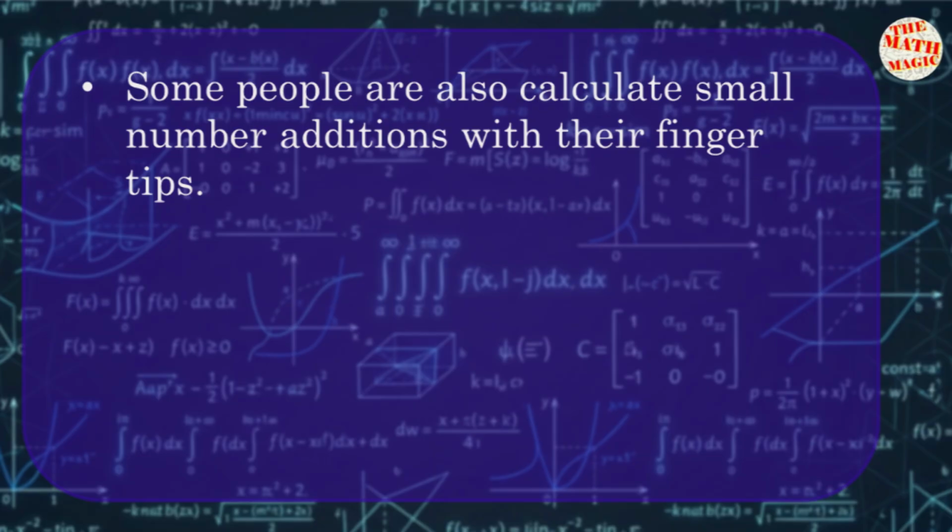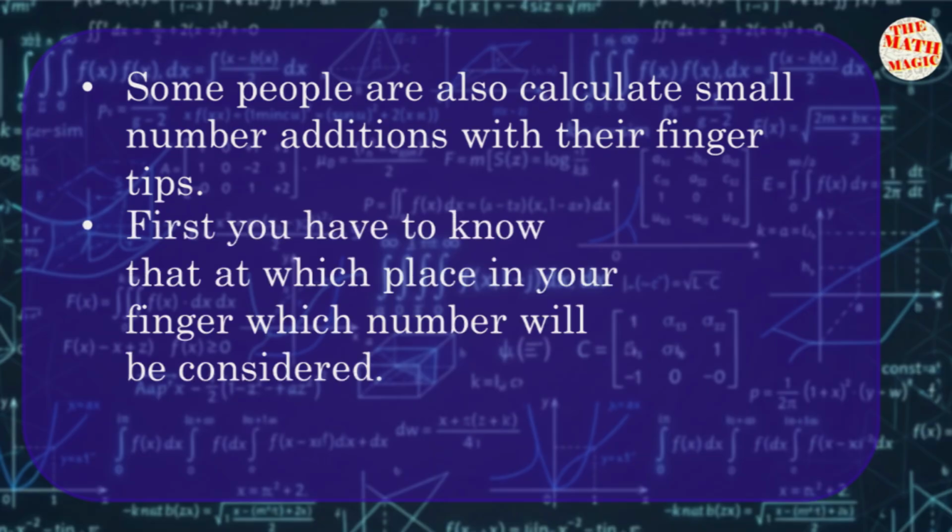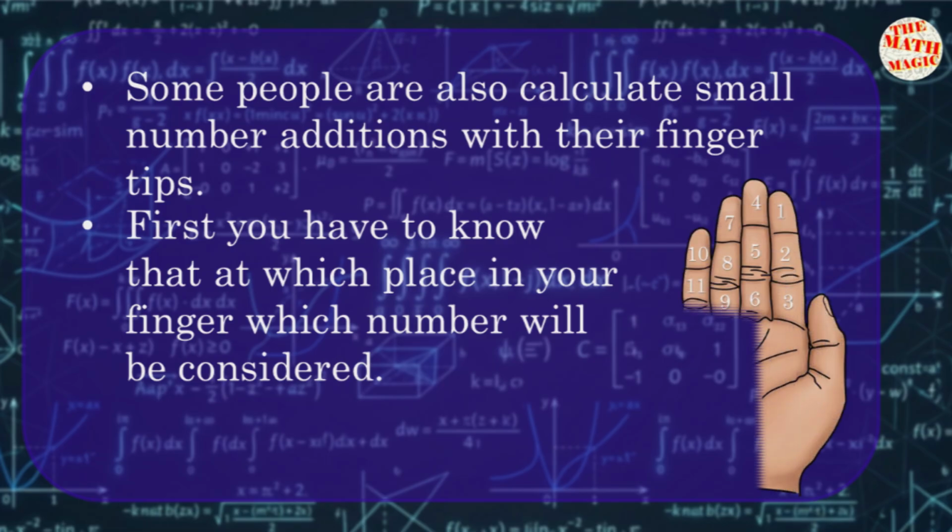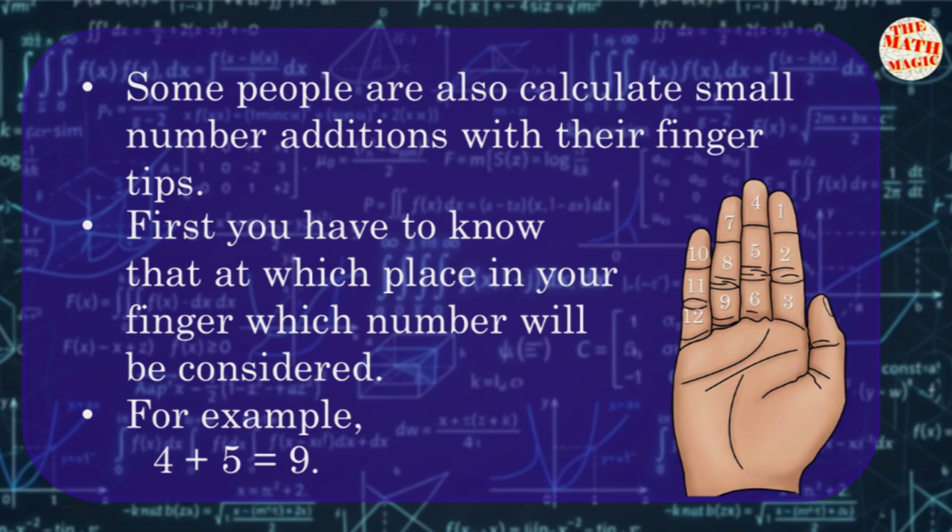Some people also calculate small number additions with their fingertips. If you also want to do it like that, first you have to know which number is considered at which place. The positioning is given in the image here. If we want to add 5 to 4, then counting after 4 we move to the next 5 fingertips as 5, 6, 7, 8 and finally 9. So again the answer is 9. It is just an example of adding numbers physically.